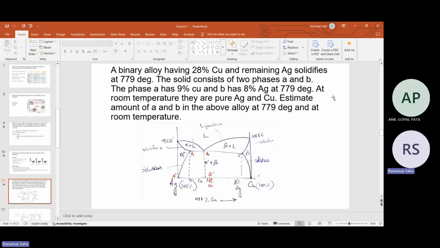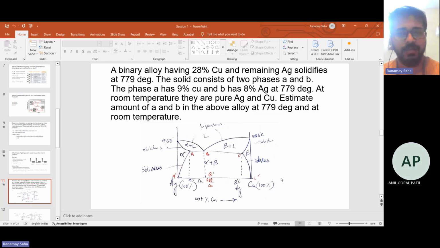Are you guys able to find the solution to this problem? Just apply the lever rule. I think you have already read about the lever rule. Solve these phase diagrams for binary alloys. A simple application of the lever rule will give you the answer. And if you can solve this question, you can actually solve 99% of problems out of these diagrams.